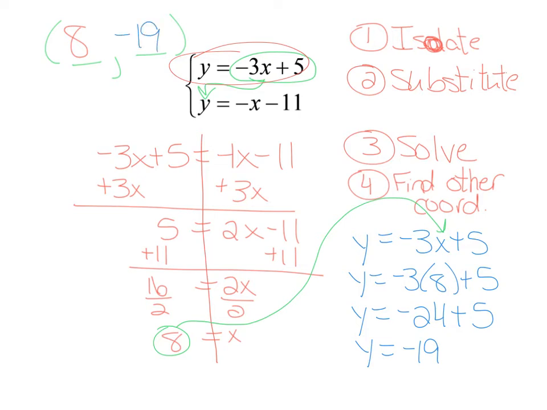So that means these two lines intersect at the point 8, negative 19, which means we probably would not have wanted to graph these two lines since that's the point of intersection. We would have needed a pretty big graph for these two. Okay? Let's look at another one.